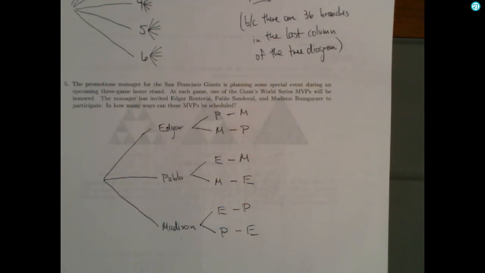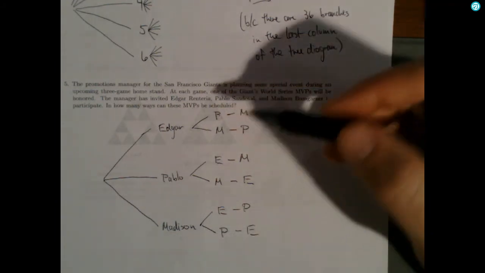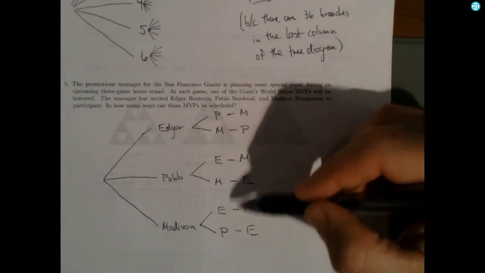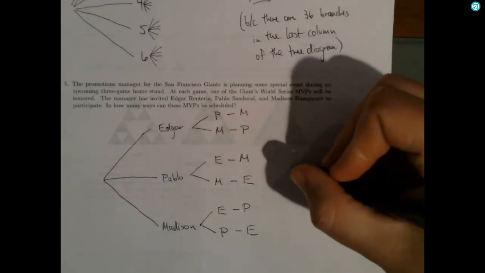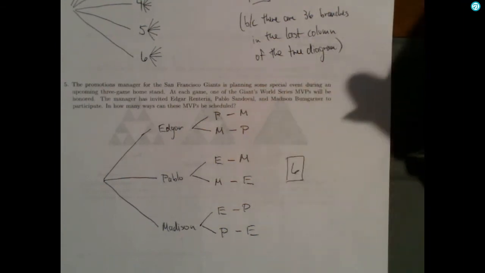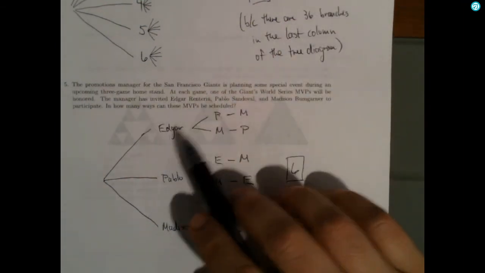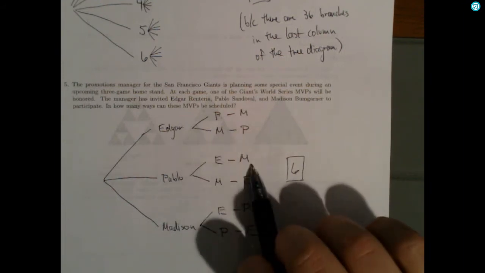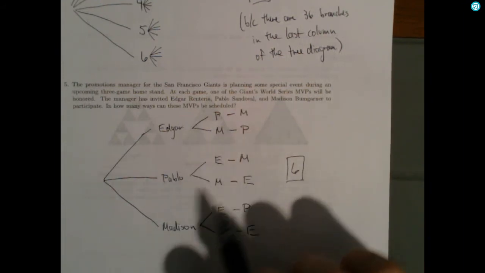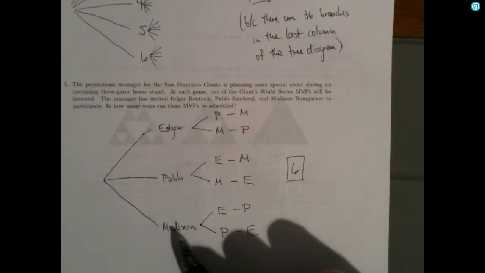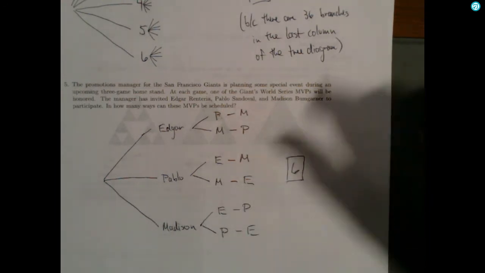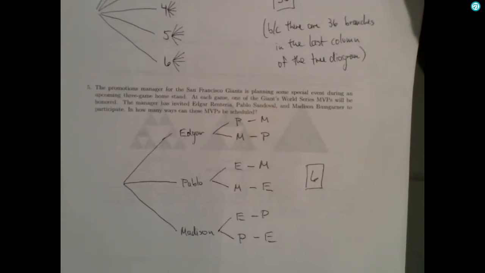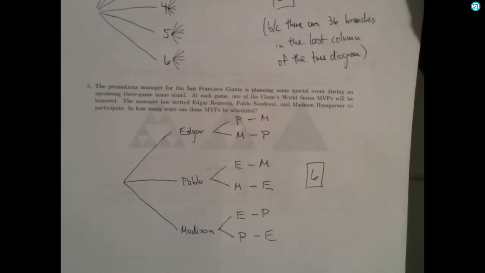And how many ways are there? Well, it's the number of branches here in our last column. That would be 1, 2, 3, 4, 5, 6. So 6 ways that they can be scheduled. And you could list them off, right? Edgar, Pablo, Madison; Edgar, Madison, Pablo; Pablo, Edgar, Madison; Pablo, Madison, Edgar; Madison, Edgar, Pablo; Madison, Pablo, Edgar. Right? So those are the possible ways that the MVPs could be scheduled. So 6 possible ways.